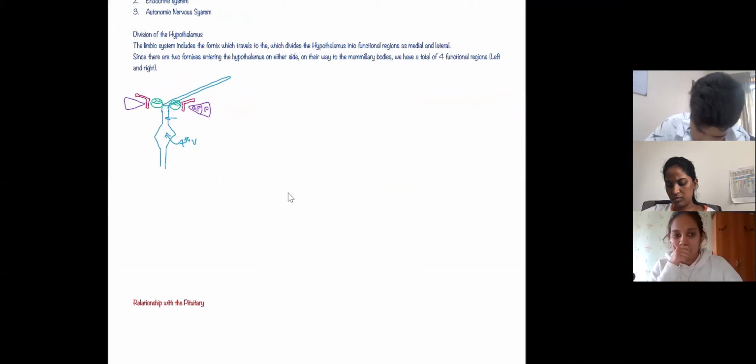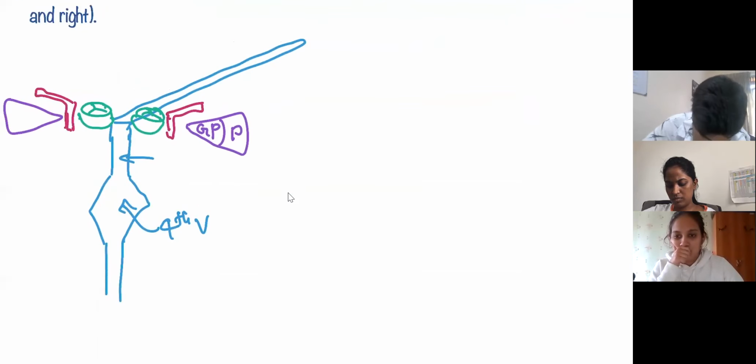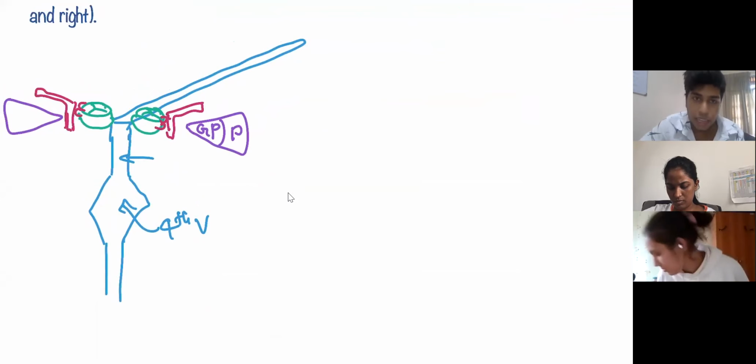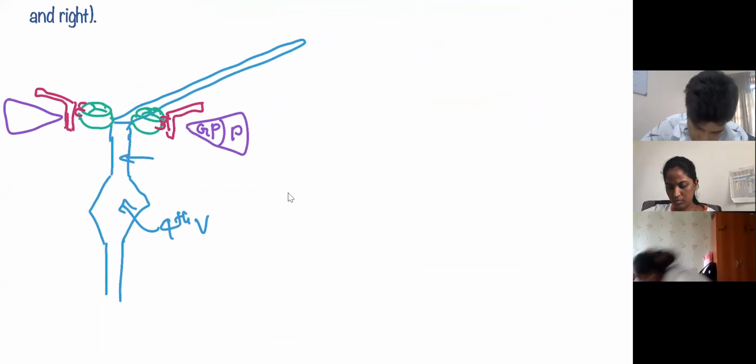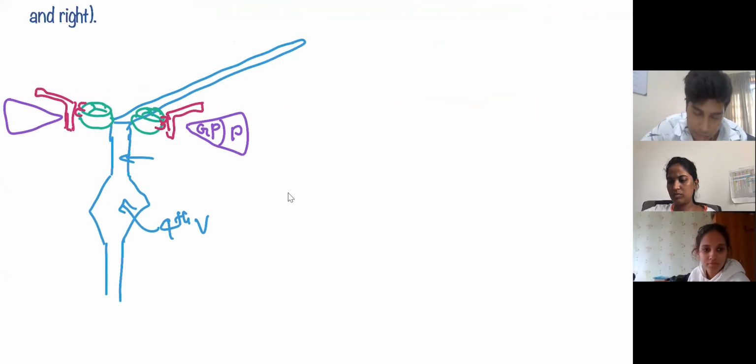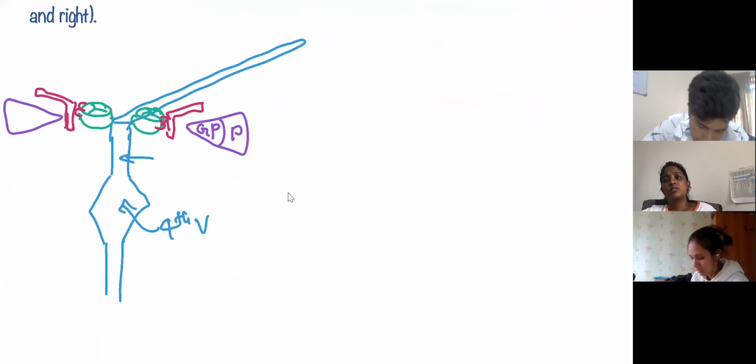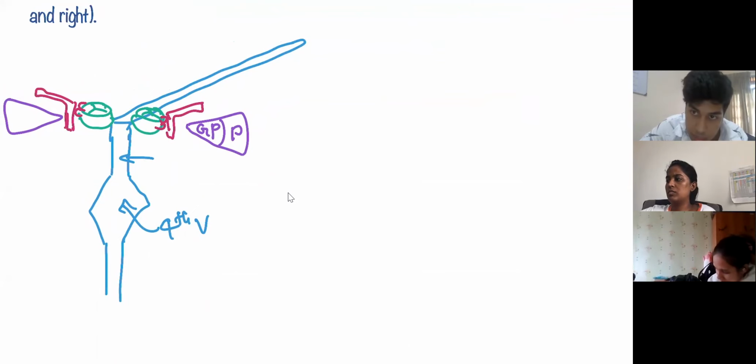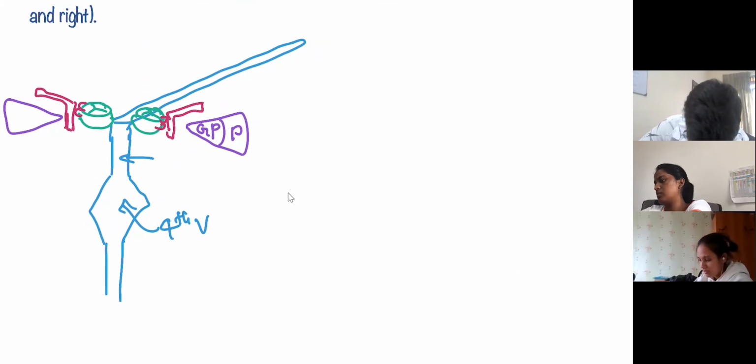Now, let me teach you how the hypothalamus is divided. But okay, let me conclude this diagram first. There are two nuclei here. What are those nuclei called? One connects to the visual system, one connects to the auditory system. Lateral and medial geniculate nucleus. Yes, the medial and the lateral geniculate bodies.